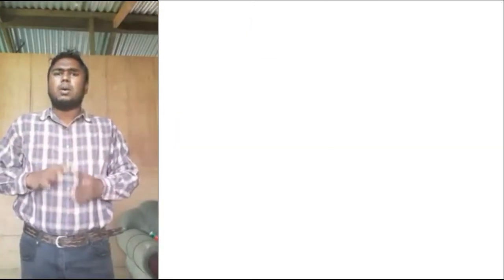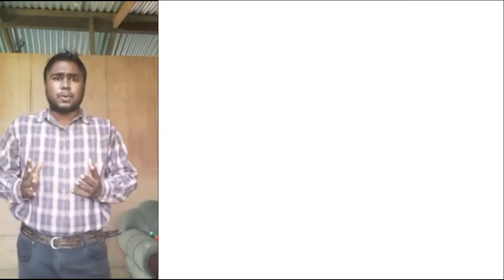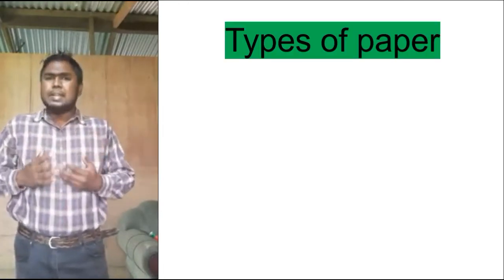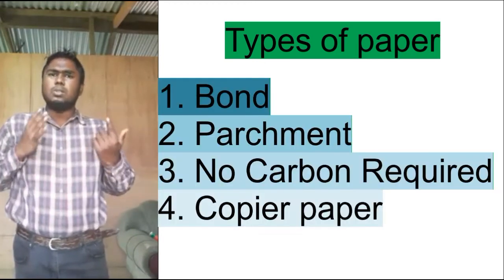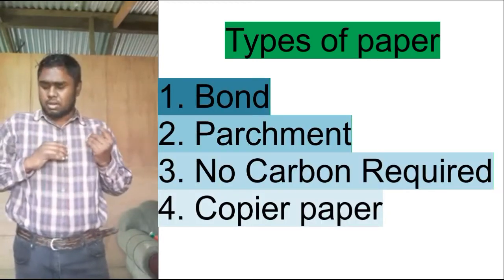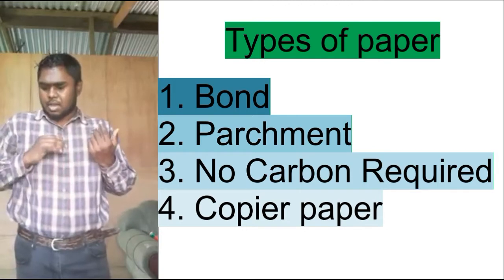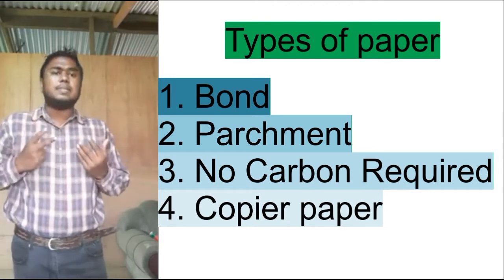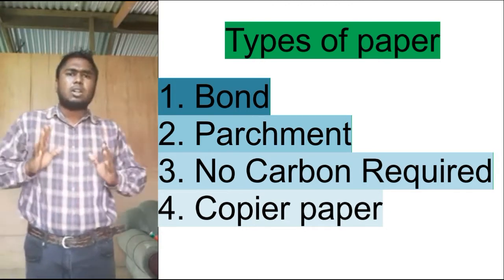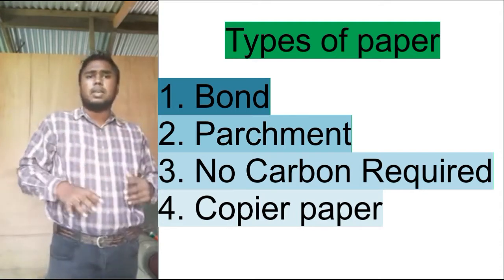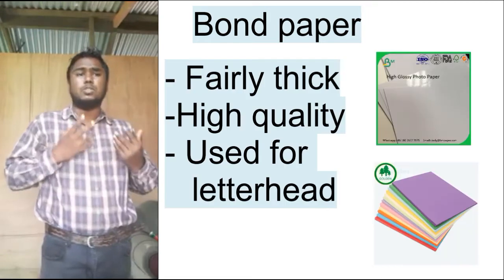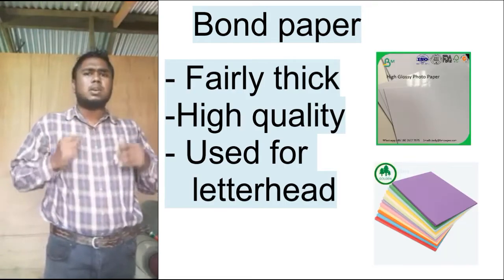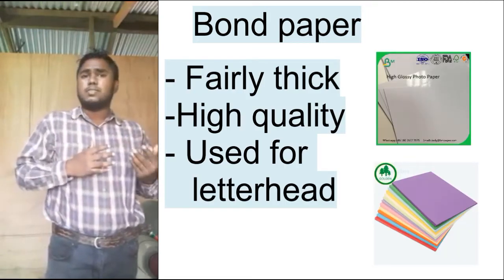Now we're going to talk about the different types of paper, and mainly in business they use the bond paper, the parchment, the no carbon required paper, and the copier paper or laser paper. So let's start off with the bond paper. The name bond was originally given to a paper that was used to print bonds or stock certificates.